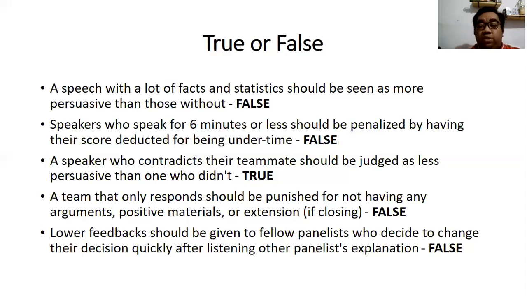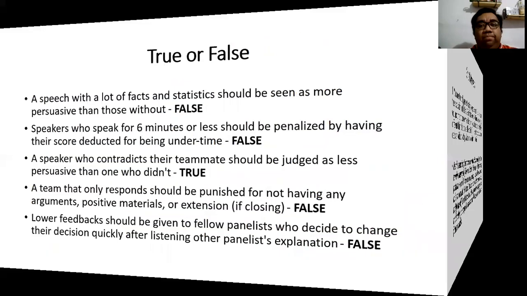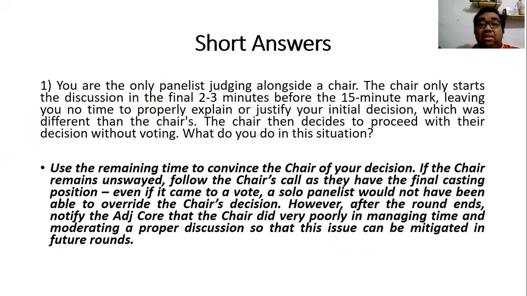Now I'm going to move to the short answers section. Item number one: you are the only panelist judging alongside a chair. The chair only starts the discussion in the final 2 or 3 minutes before the 15-minute mark, leaving you no time to properly explain or justify your initial decision, which was different from the chair's. The chair then decides to proceed with their decision without voting. What do you do in this situation?